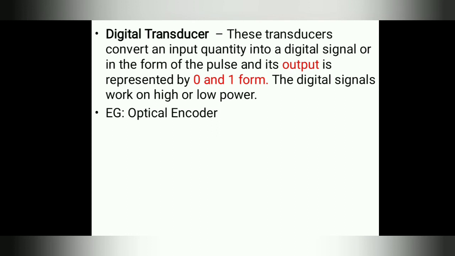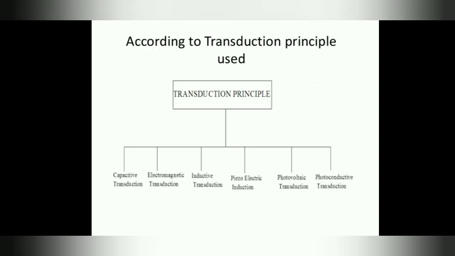Digital transducer means the output of the transducer will be in digital form. That is, in the form of pulses, and its output is represented by 0 and 1. The digital signals work on high or low power. An example is the optical encoder. So based upon the output signal received from the transducer, we can have either analog transducers or digital transducers.